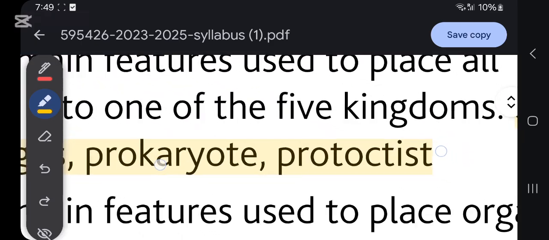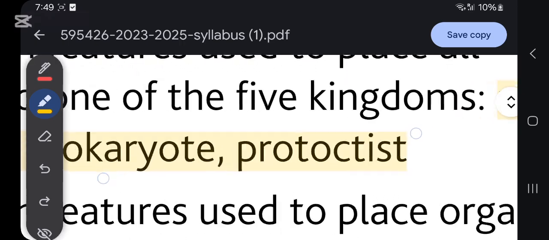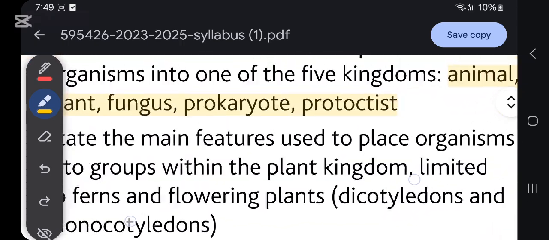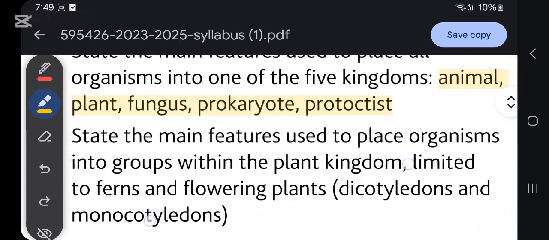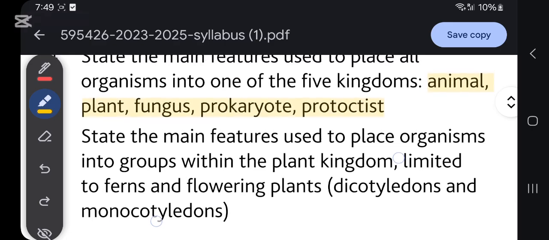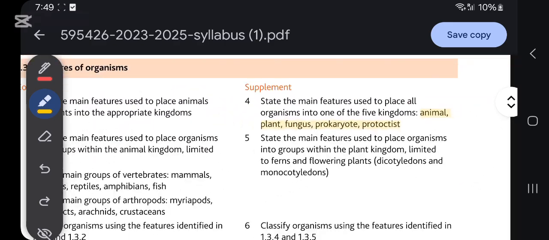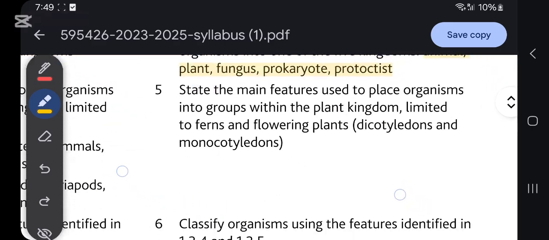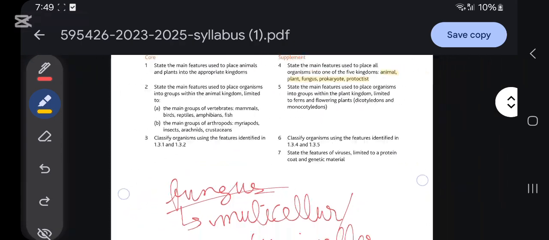Next we'll be dealing with protoctists. Protoctists are pretty straightforward because some protoctists have chloroplasts, some have a cell wall, some don't, some are multicellular, some are unicellular, some are animal type and some are plant type. So there's not much to learn about protoctists. Now moving on, we have basically completed all this.